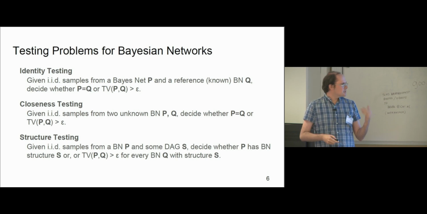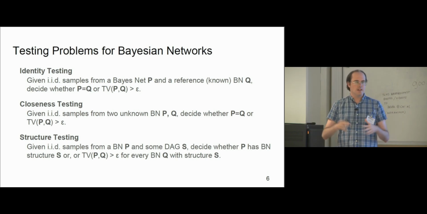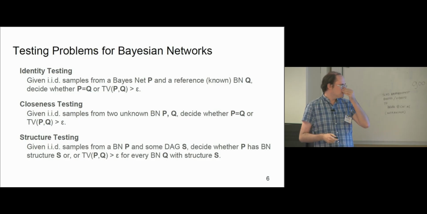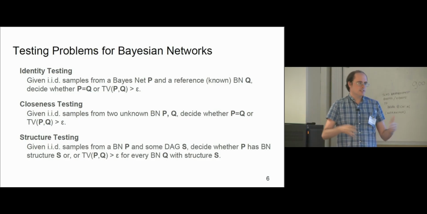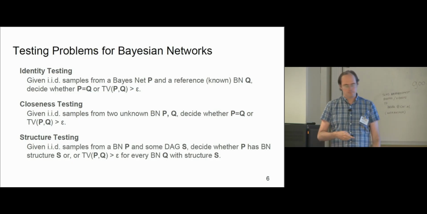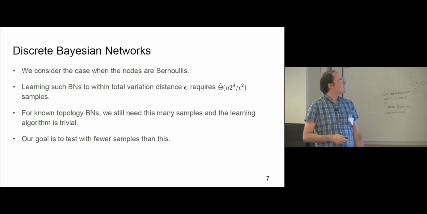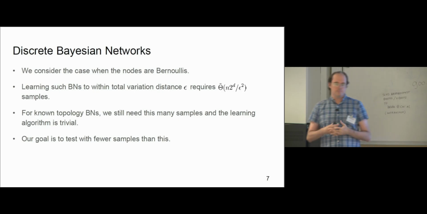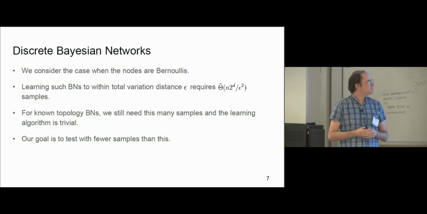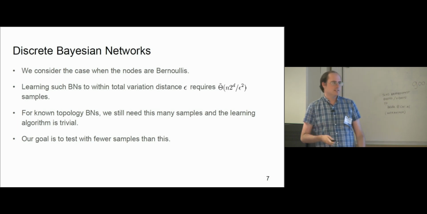More specifically for Bayesian networks, we might be interested in testing structure. We have a directed acyclic graph, and we want to know, do these samples come from a Bayesian network with this graph? Never mind what the probabilities are. Now, we're considering binary Bayesian networks. So we're considering Bayesian networks with discrete nodes, which, without loss of generality, we can assume that each node is 1 bit. It's a Bernoulli.